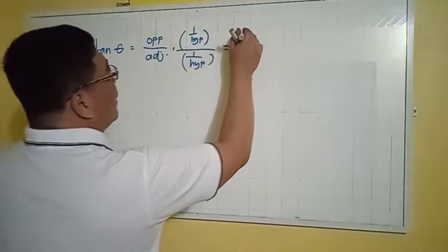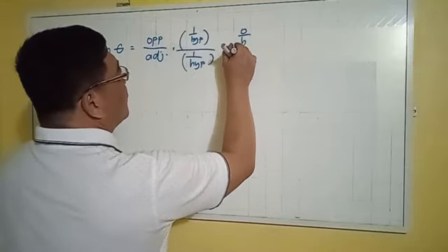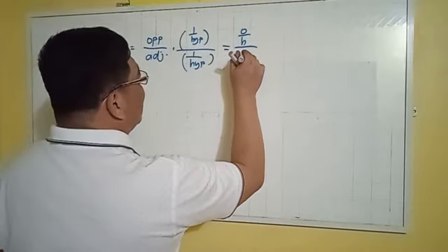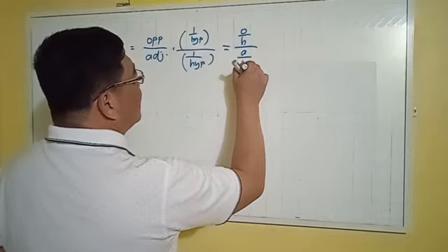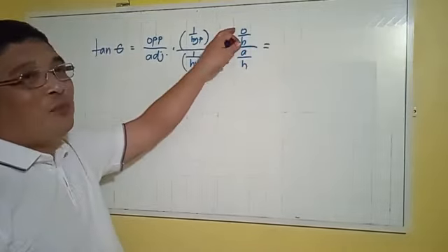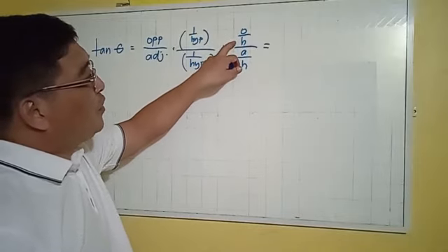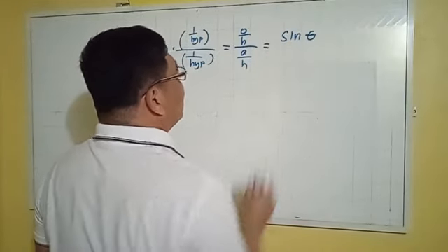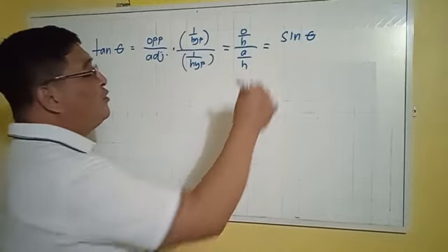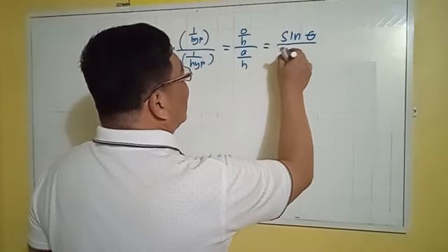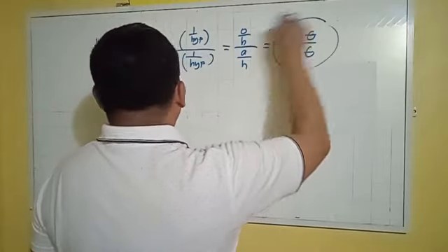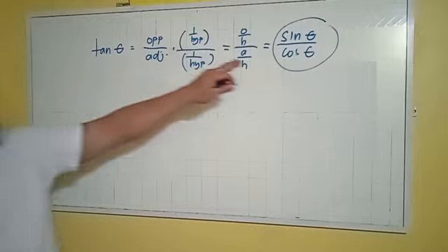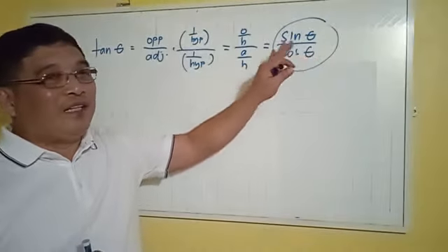1 over hypotenuse, we have opposite over hypotenuse divided by adjacent, multiplied by 1 over hypotenuse, we have adjacent over hypotenuse. And the ratio of opposite over hypotenuse is equals to sine theta. The ratio of adjacent over hypotenuse is equals to cosine theta. And so the quotient identity of tangent theta is equals to sine theta over cosine theta.